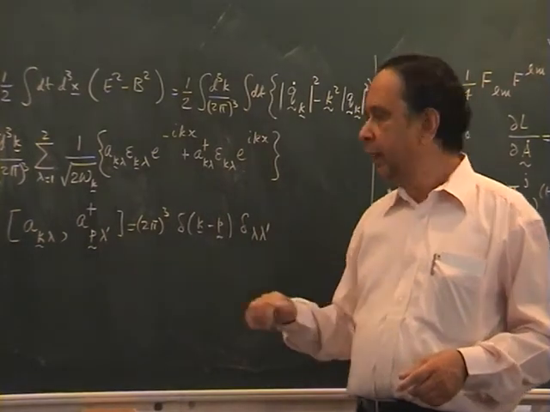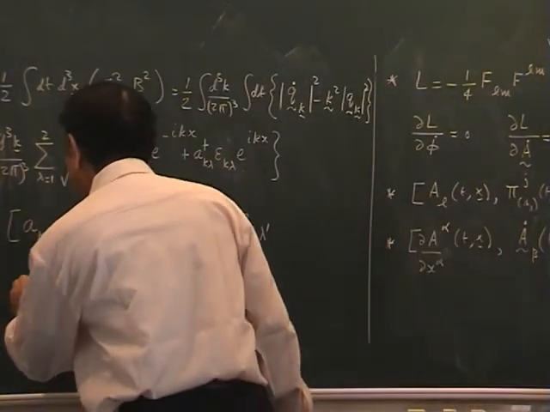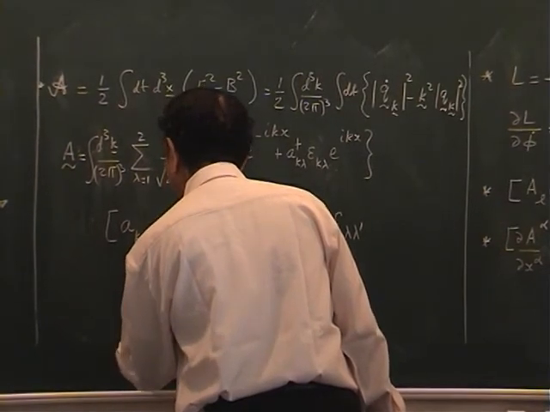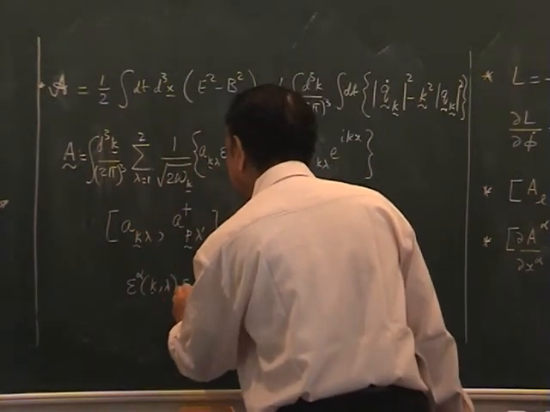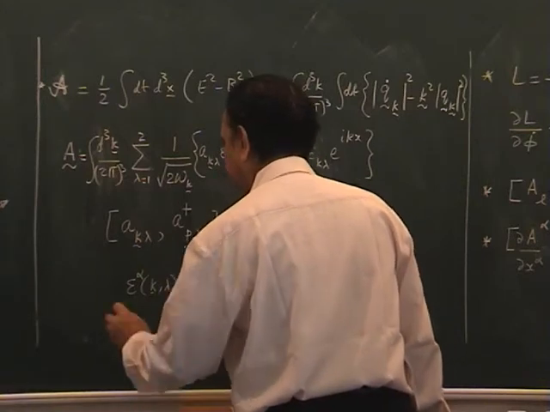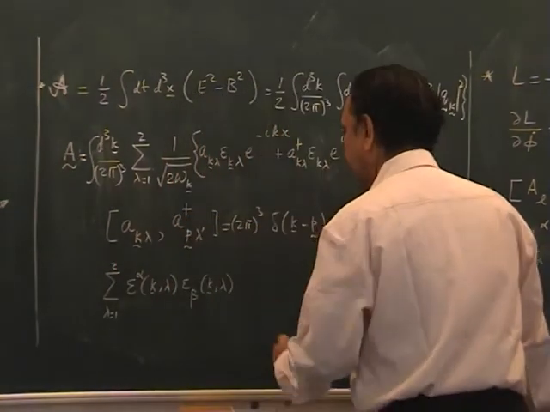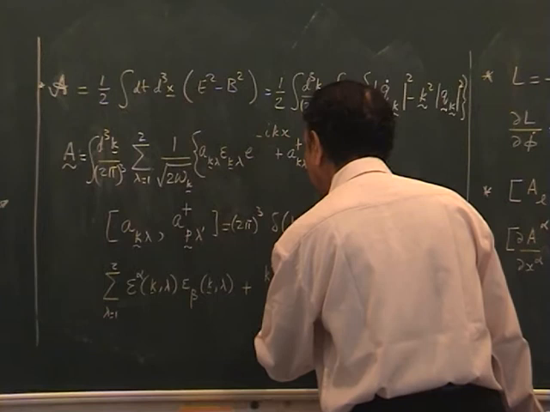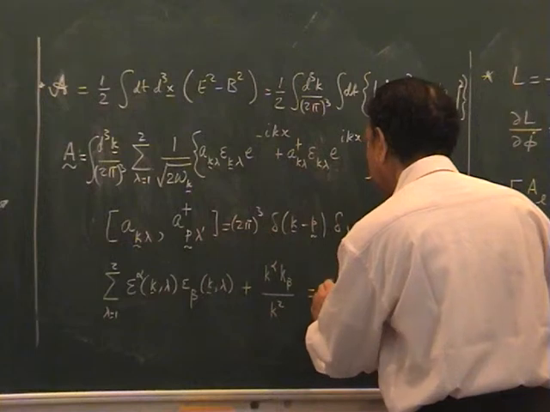Now what will happen? In order to obtain that, you need one more relation. So let me just write that relation down. The relation is: epsilon for a given k and lambda, take the alpha component of that, then take the beta component of k lambda, sum over the lambda, then you take k alpha, k beta upon k square. This will be equal to Kronecker delta alpha beta.